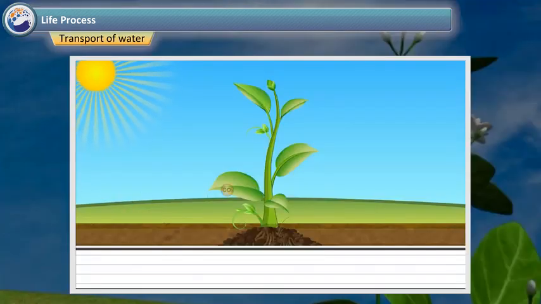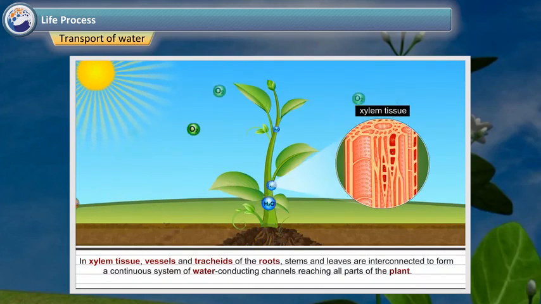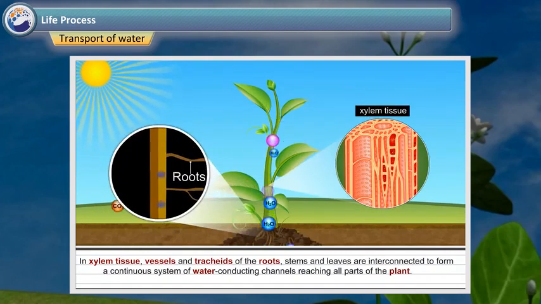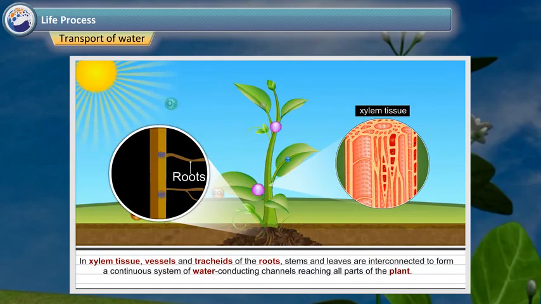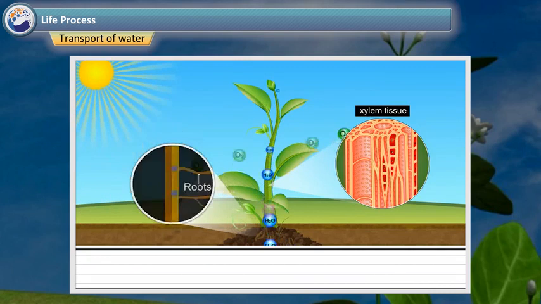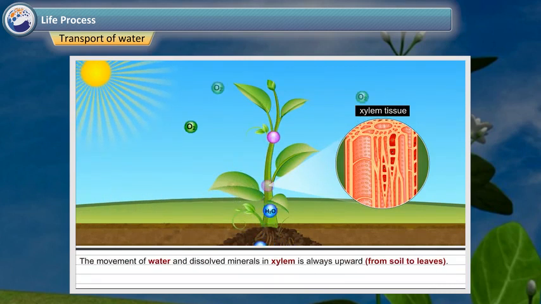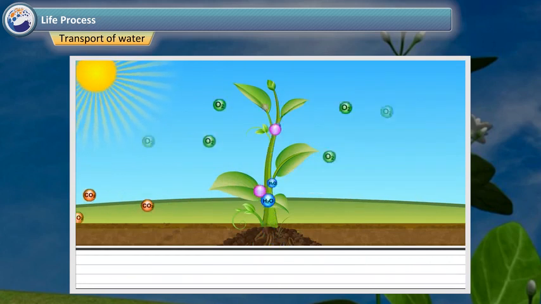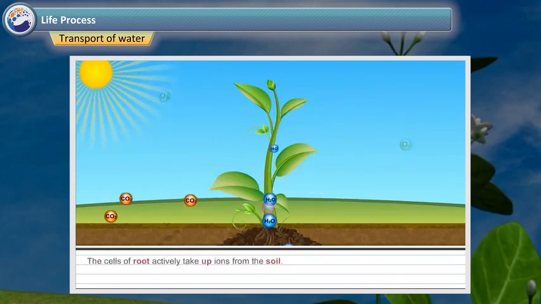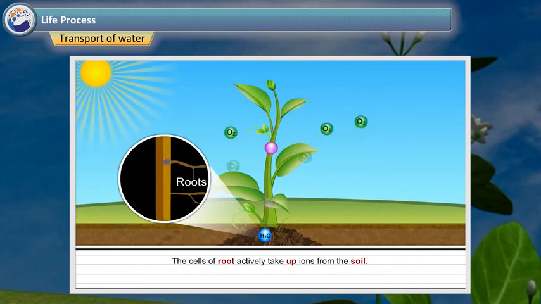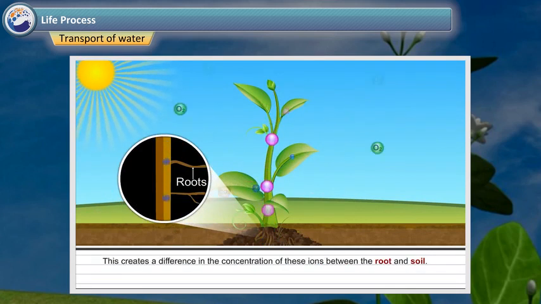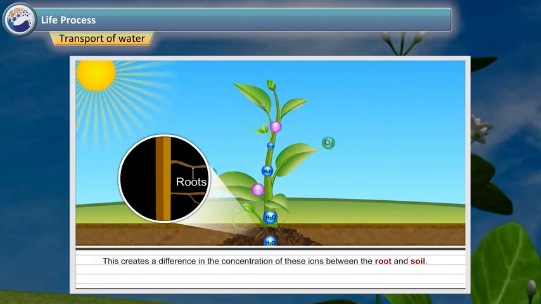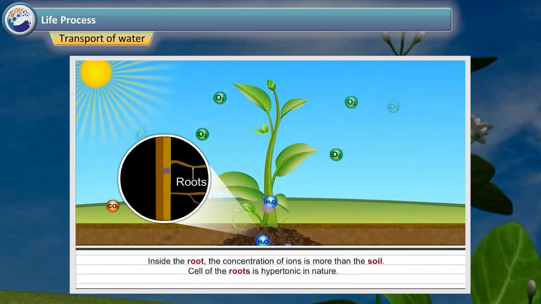Transport of water. In xylem tissue, vessels and tracheids of the roots, stems, and leaves are interconnected to form a continuous system of water-conducting channels reaching all parts of the plant. The movement of water and dissolved minerals in xylem is always upwards, that is, from soil to leaves. Transport of water in plants. The cells of root actively take up ions from the soil. This creates a difference in the concentration of these ions between the roots and soil. Inside the root, the concentration of ions is more than the soil.